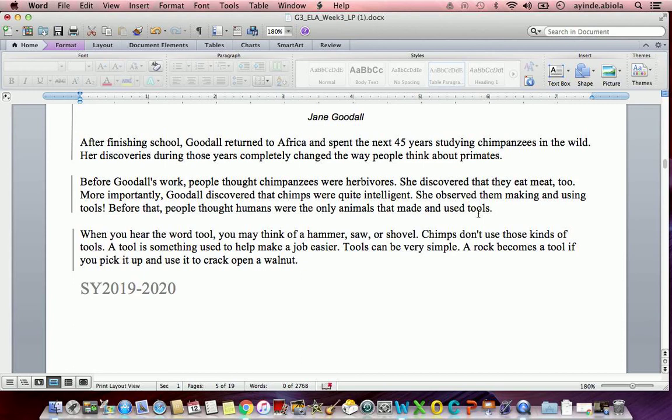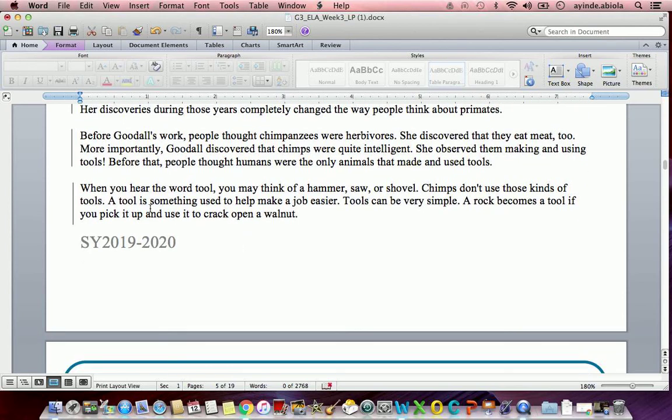So this paragraph is mostly about what Goodall discovered about chimpanzees. And there are two things that she discovered. One is that, in this paragraph at least, they eat meat, and the other one is that they were intelligent and used tools. Okay, so those might have been something that I underlined out of this paragraph.